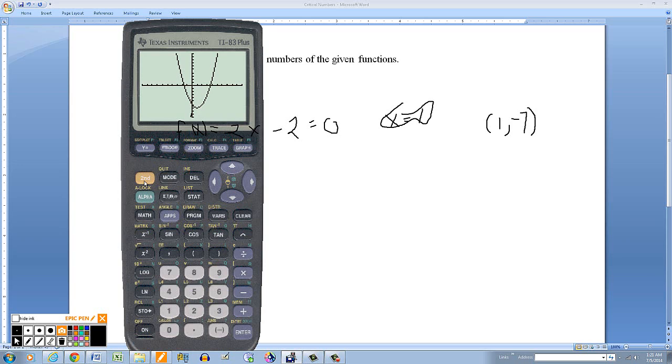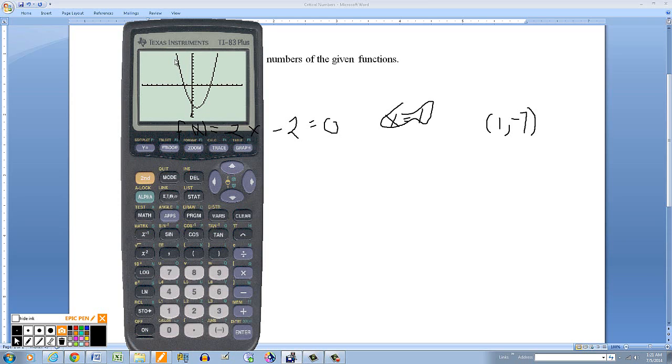Notice if I go to the table, I can confirm that when x is equal to 1, y is negative 7. So that's the minimum value. So there's my critical point. Okay, so x equal to 1 is a critical number, and the minimum value of this function is negative 7. That's the smallest value, so sometimes we refer to this as a relative minimum.